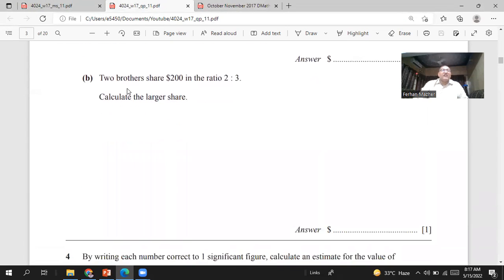Okay, then the question is, two brothers share $200 in the ratio 2:3. Calculate the largest share. So the total money to be divided is $200 and the ratio between them of the share is 2:3. So the sum of the ratio is 5.